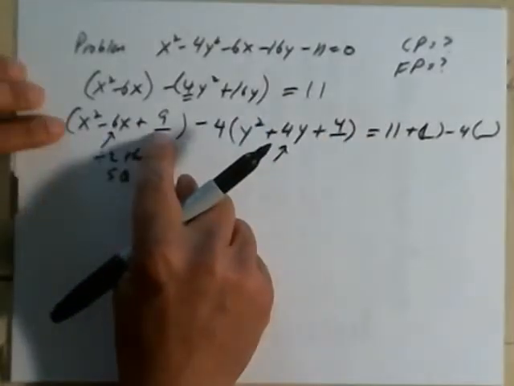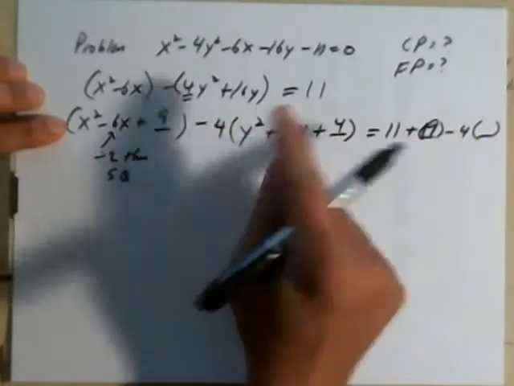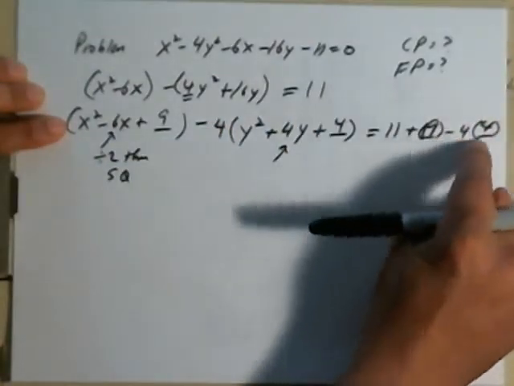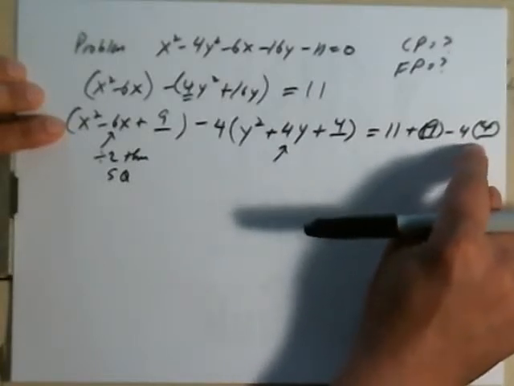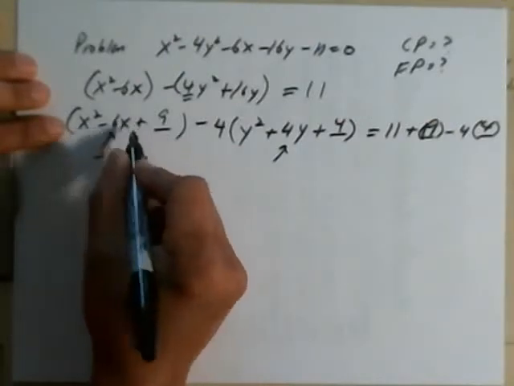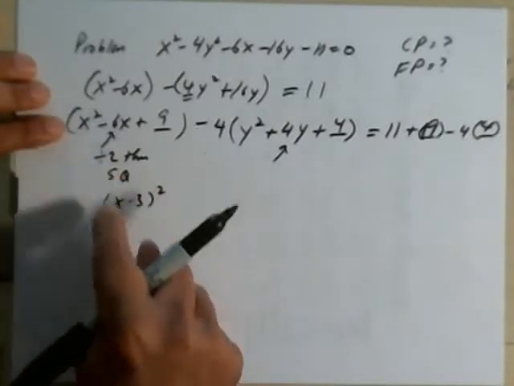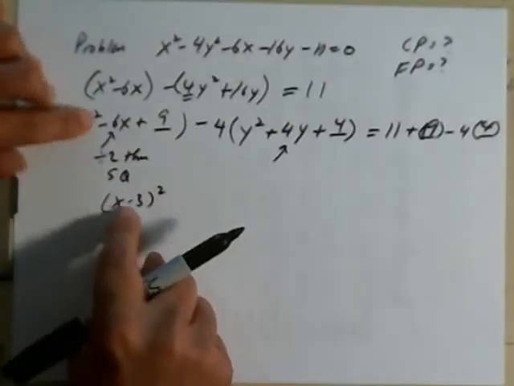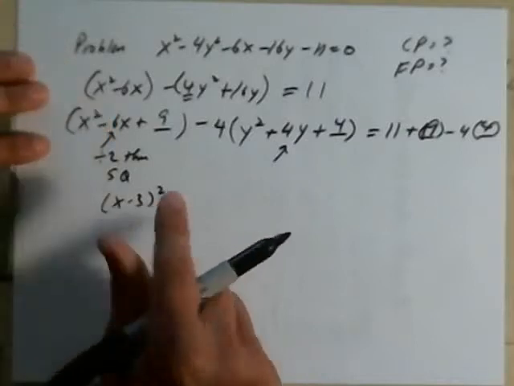Since I added 9 to the left side, I add 9 to the right side. 4 times 4 is 16. See how I didn't have to write minus 16? I already put in that 4 right there, so it's going to be minus 16. Factoring this, x minus 3, quantity squared. What happened is you put the x without the squared, drop the minus. Half of 6 is 3. That's the easy way to factor this.